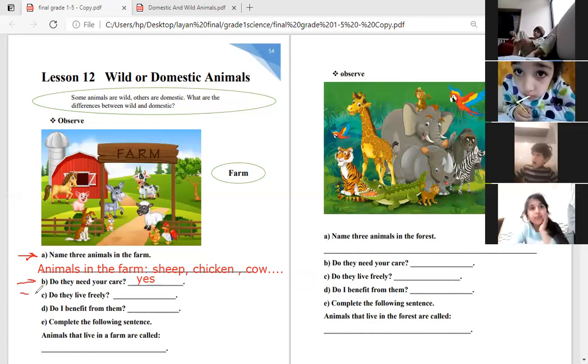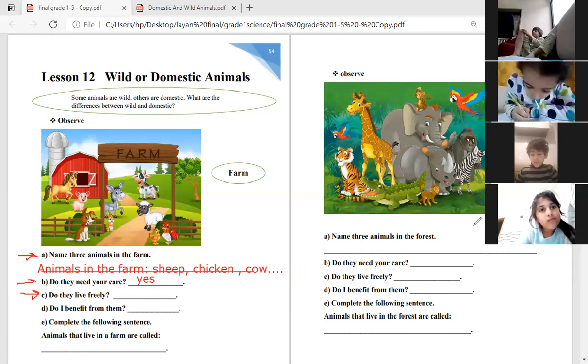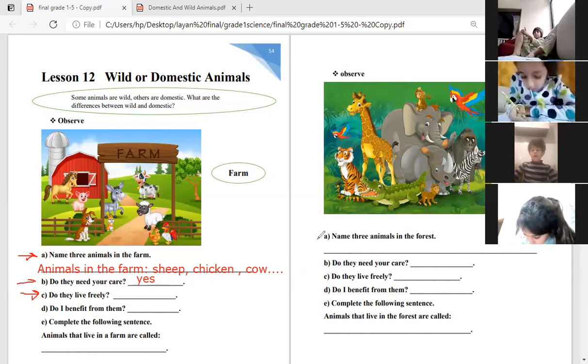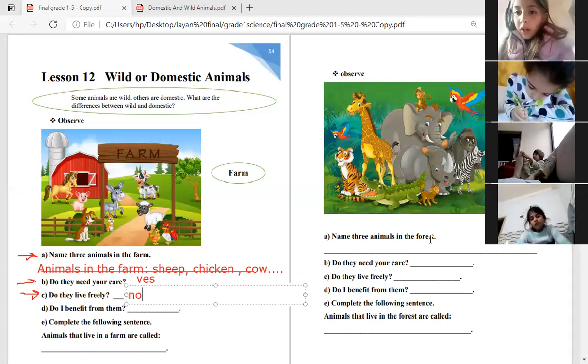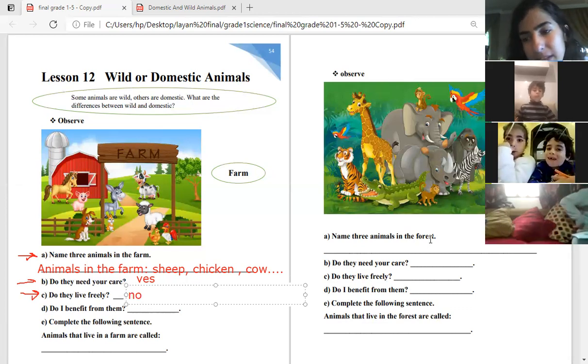Part C. Do they live freely? Ronnie? Yes, miss. Do they live freely? Do they live freely or with us? Freely means on their own. Do they live freely? Yes or no? No. No, excellent. So they do not live freely. They live with a human in the farm or in the house. Like the dog and cat, they can live in the house. Excellent.